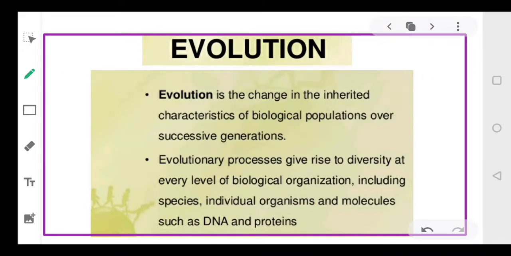Now, first of all, as we start, we need to understand what the term evolution means. So, evolution simply means change in the inherited characteristics of biological populations over successive generations.